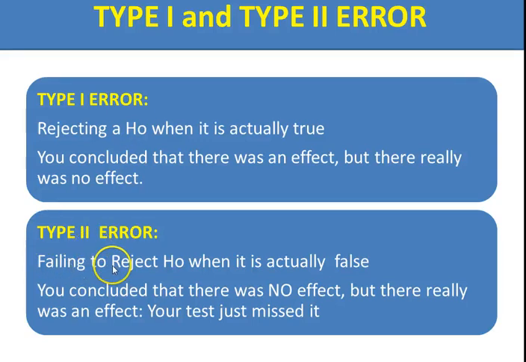Conversely, if you make the other decision, failing to reject H0, and you conclude that there was no effect, you could also be wrong, and that would be type 2 error. You're saying that there is no effect, but the fact is that there was an effect, and you just missed it.